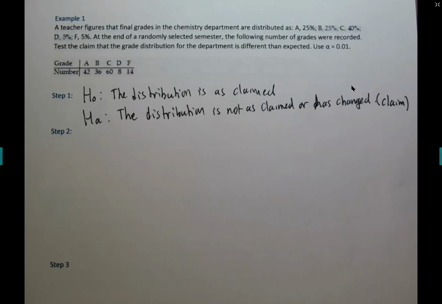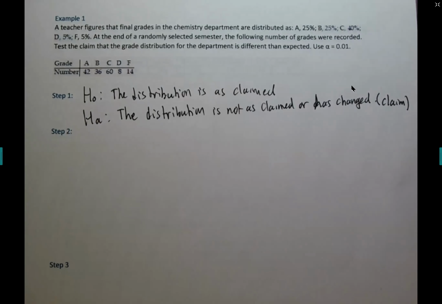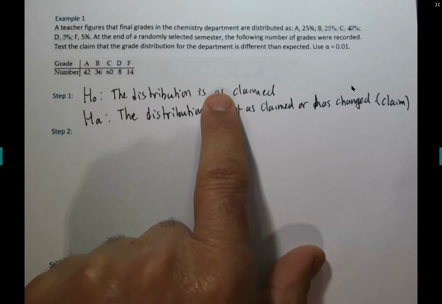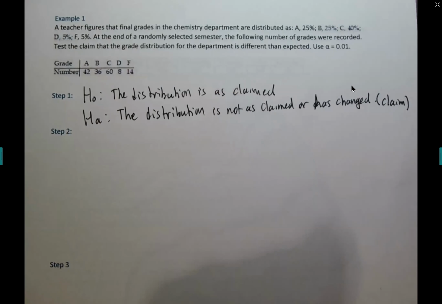So the distribution is not as claimed, and then the distribution is as claimed. So this is the first step, guys, of the test. In all the examples that I showed you before, you state the same thing. Distribution is as claimed, distribution is not as claimed. Read the question. If he asks you to check that the claim is still the same, then your claim will be in H0. If he says, check that the distribution has changed, then your claim will be in HA. And it is HA in this case here.